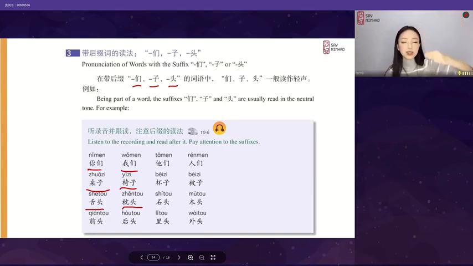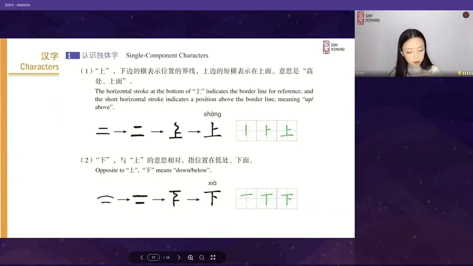See, the pitch is rising up, 枕头. It means pillow. Next one, 前头. It means front, in the front. Next one, 后头. 后头 is another way to say in the back, at the back, okay? So pay attention to the pitch of the neutral tone every time you come across the neutral tone, okay?